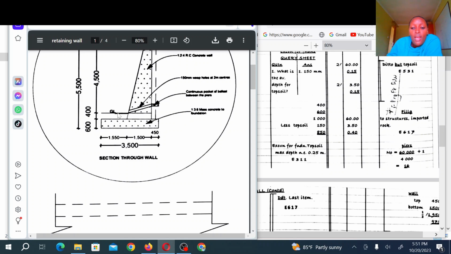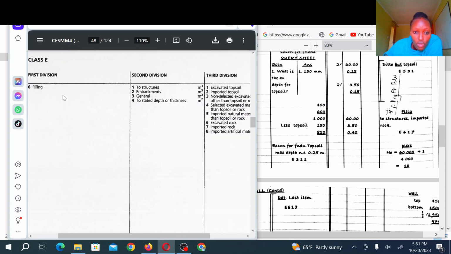So when you are measuring for the filling, we shall take the total length 60 meters, the width is 3.5, then the depth is 0.4. Then we shall deduct all the area where we shall do concrete, because we shall not be able to do filling with imported rock. So before we go to that, let's see from the system how we fill using imported rock.